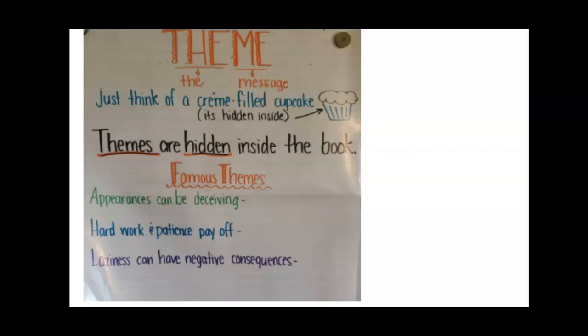So some common themes would be things like appearances can be deceiving, or hard work and patience pay off. Laziness can have negative consequences. So can you think of any stories that you've read where appearances can be deceiving? What story can you come up with that would fit the theme of appearances can be deceiving? I'll let you think about that one.